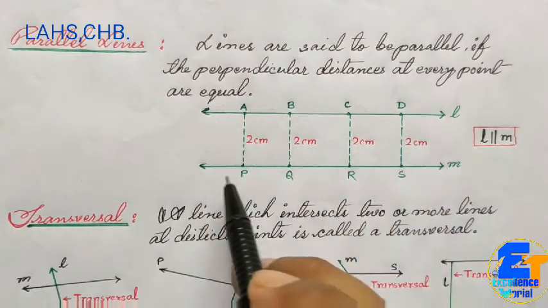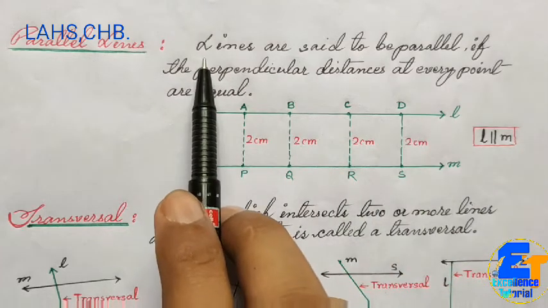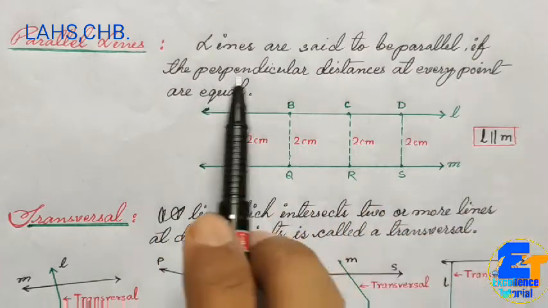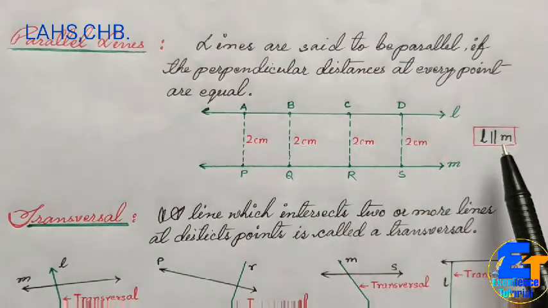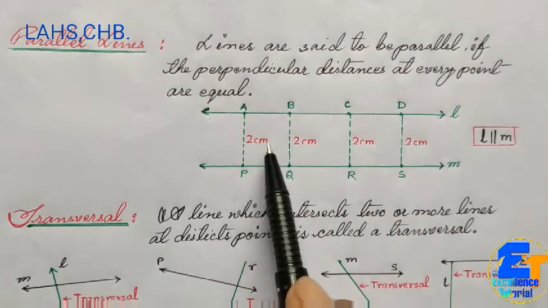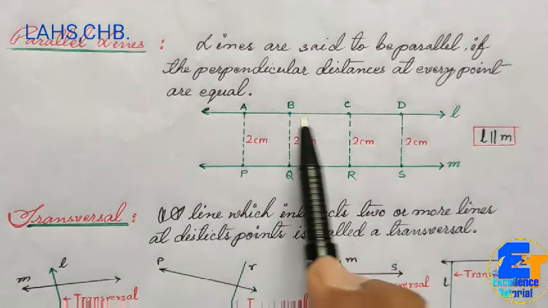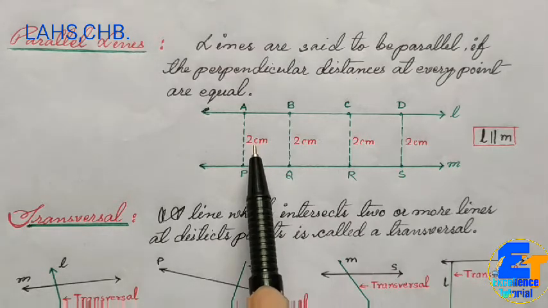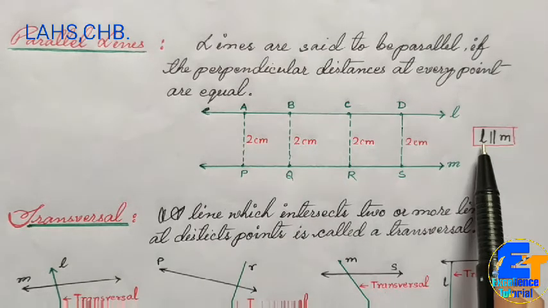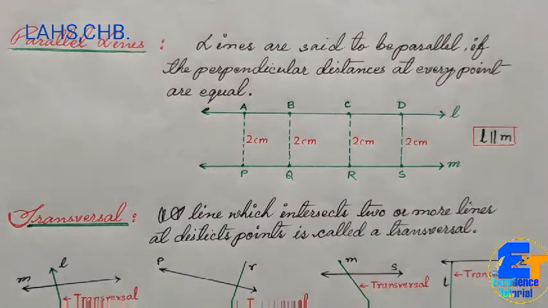Hence we can see line L is parallel to M. Why? Because see the definition: lines are said to be parallel if the perpendicular distances at every point are equal. So we can write that the perpendicular distance between line L and M at every point is equal, that is 2 centimeters. So we can write line L is parallel to line M. So this is about the parallel line.